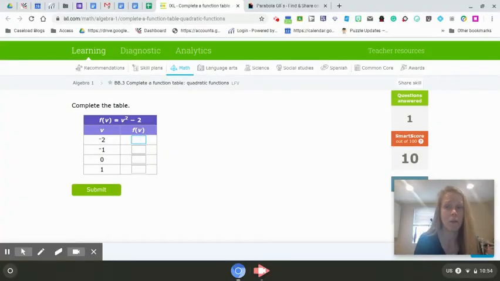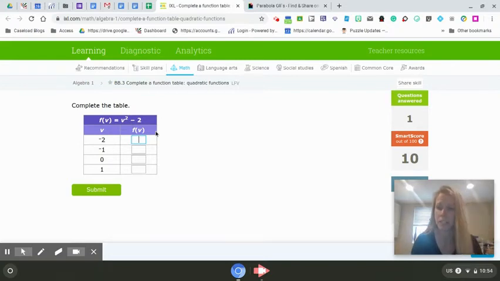So I would definitely have a piece of paper and a calculator out in order to do this. But basically what you're going to be doing is plugging in these different values for v anytime you see v in this function. So the function of v equals v squared minus 2. I'm going to plug these values in 4 different times to figure out what this equation equals.